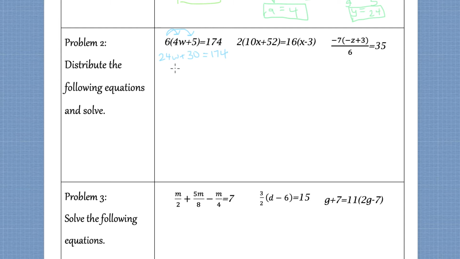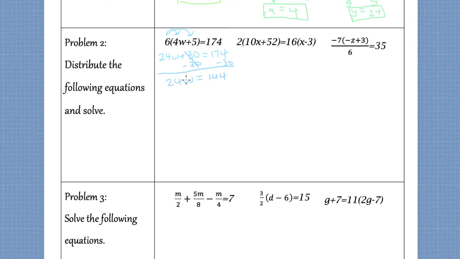Now that we have that, we want to get the w term, the variable term, alone on one side. To get rid of the 30, we're going to subtract 30 from this side and subtract 30 from the other side. That gives us 24w, and the 30s cancel each other out, leaving 24w equal to 174 minus 30, which is 144. So 24w is equal to 144.